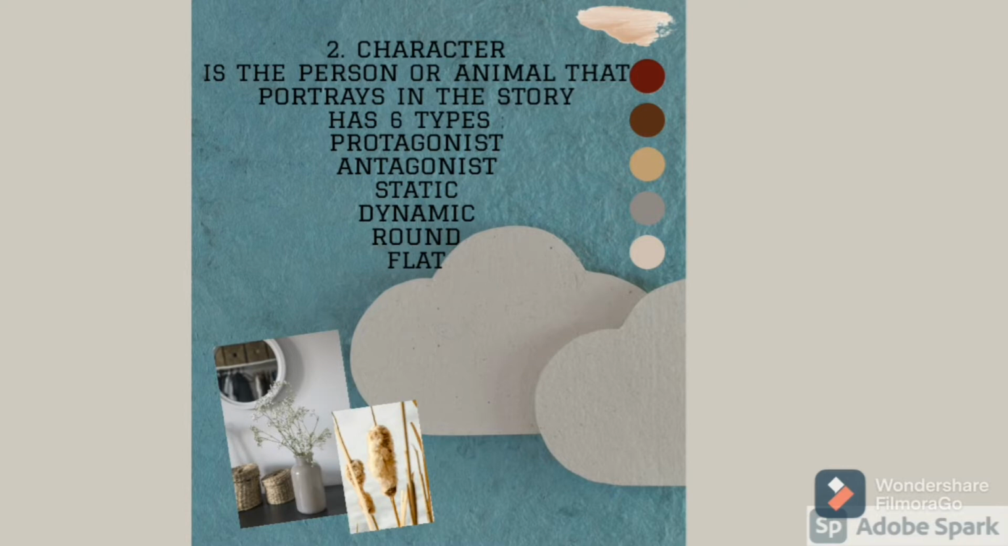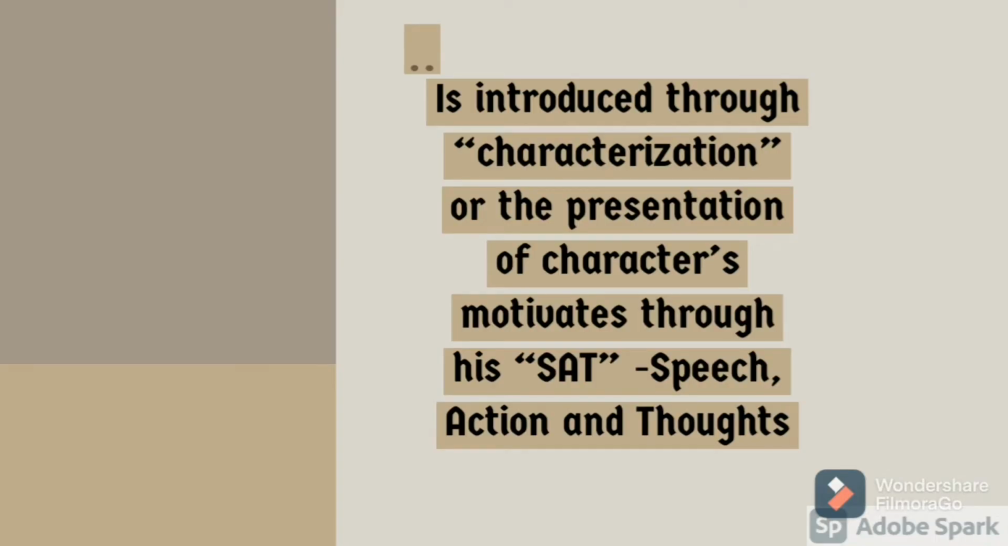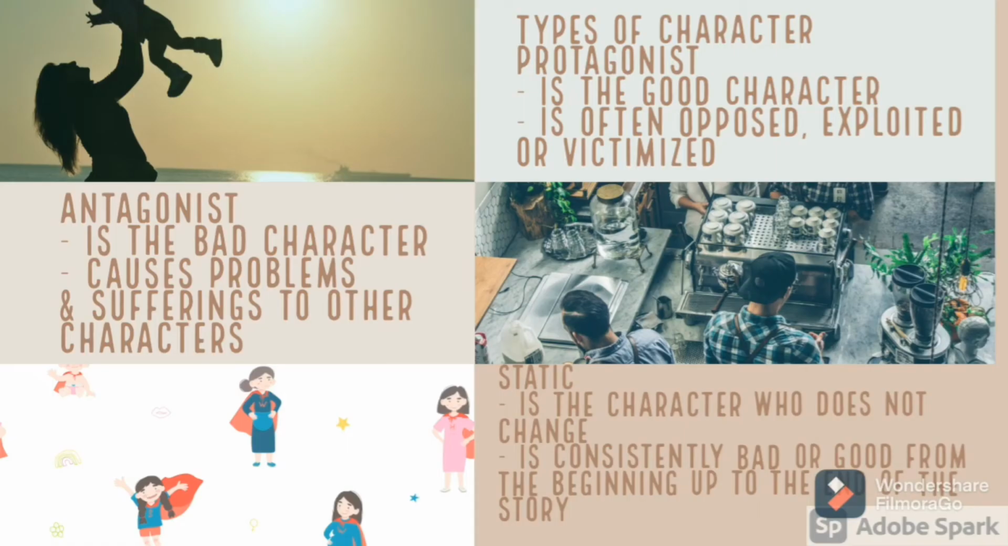Okay, next is character. Character is the person or animal that is portrayed in the story. Character has 6 types. First is protagonist, antagonist, static, dynamic, round, and the last is flat. Also, a character is introduced through characterization, or the presentation of characters, which motivates through his speech, action, and talk. Okay, let's now look at the types of characters.